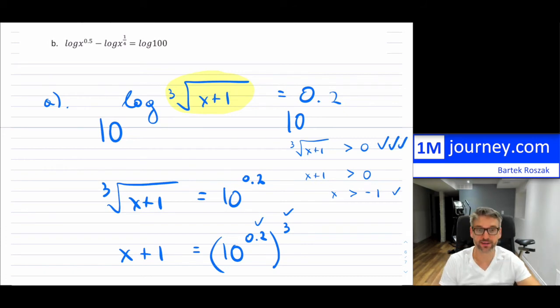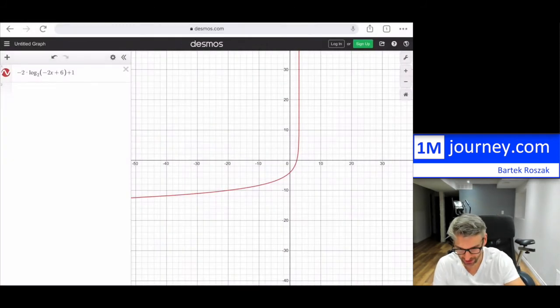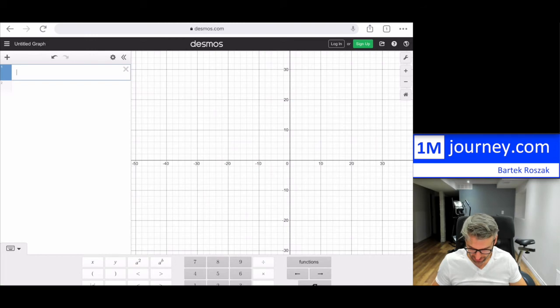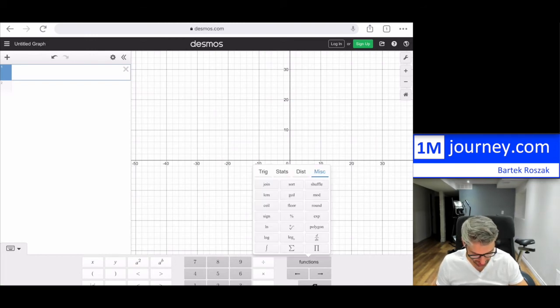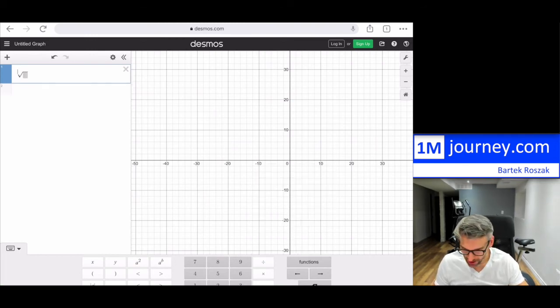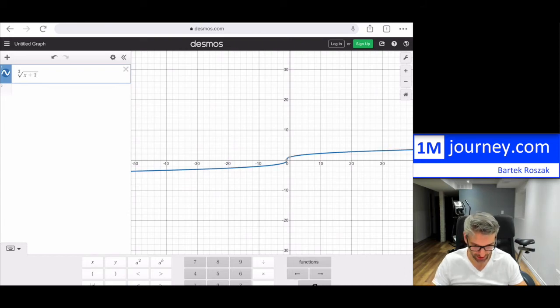This admissible range has to be greater than that, so this right here. Let me just plot this for us. And I'm plotting it, honestly, because I myself am curious here. So we want this cubed, and then inside we have x plus 1, plus 1. Okay, perfect.